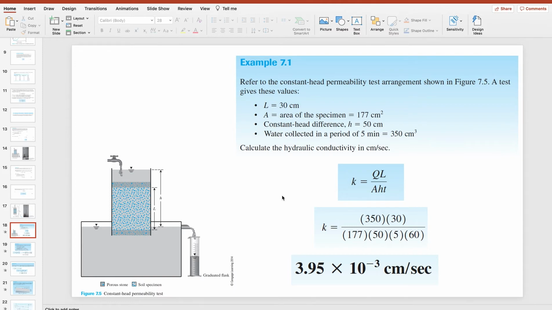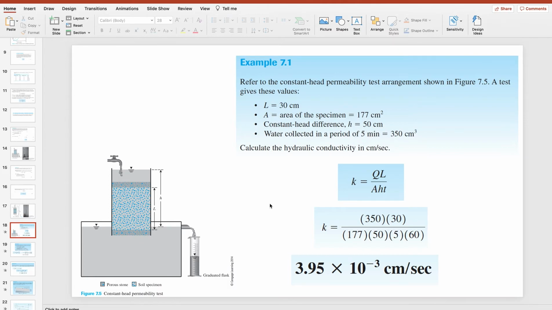So let's have an example. Example 7.1. Refer to the constant head permeability test arrangement shown in figure 7.5. This is it. A test gives the values of the length of 30 centimeter. We have an area of the specimen of 177 centimeters squared, and a constant head difference of 50 centimeter. The water collected is 350 centimeter cube in 5 minutes.